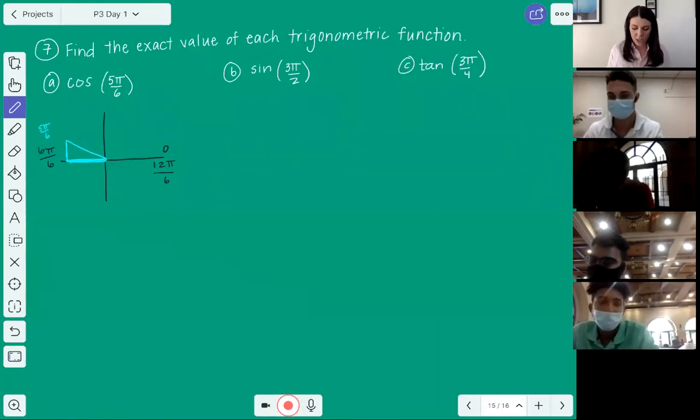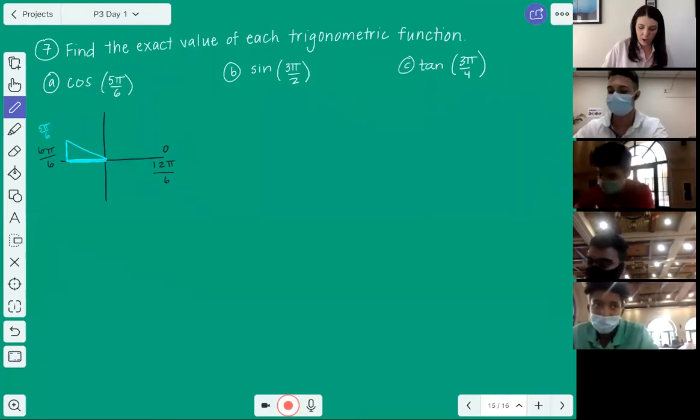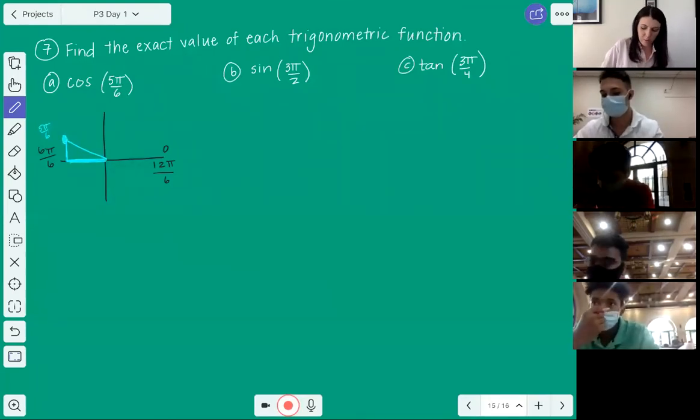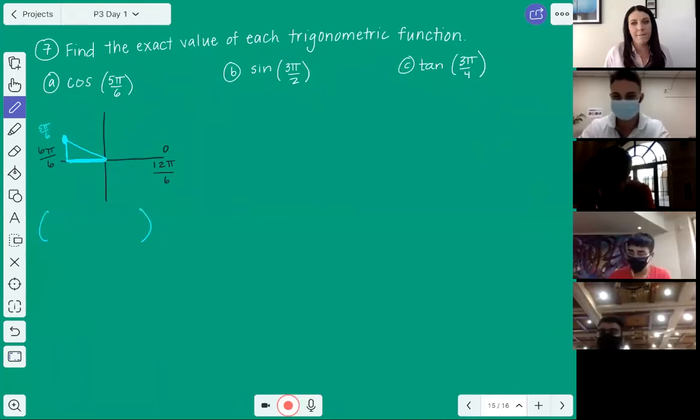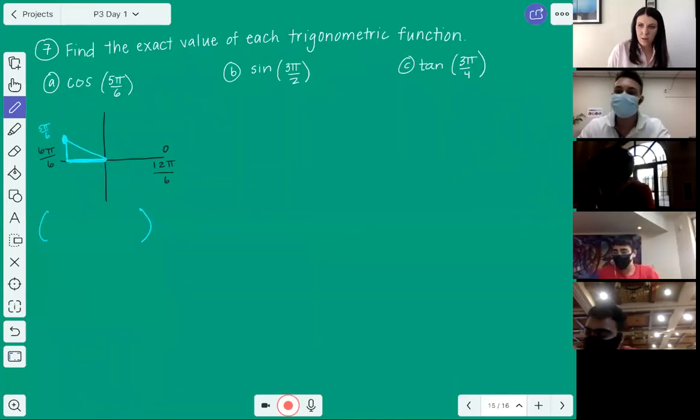Jorge. Jorge, what do you think is the x and y coordinate for this 5 pi over 6? What would be my x and y coordinate there? It would be, oh, I'm lost. That's okay.